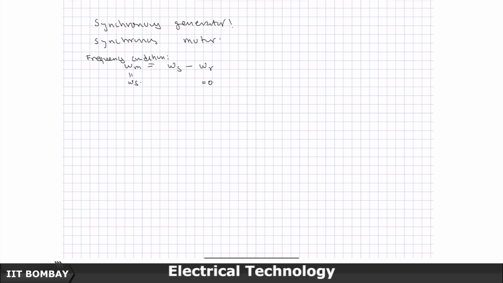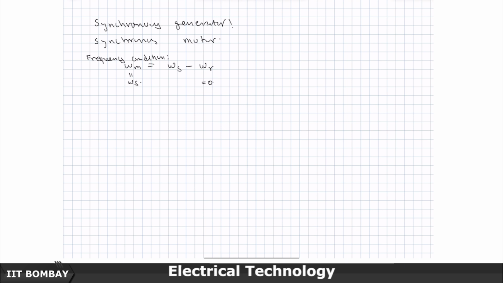So now you have A phase winding, B phase winding, and C phase winding. Whatever EMF is seen in the A phase, the same thing will be seen T by 3 later by the B phase, where T is the time period, and then the same thing will be seen by the C phase 2T by 3 later, in steady state condition.